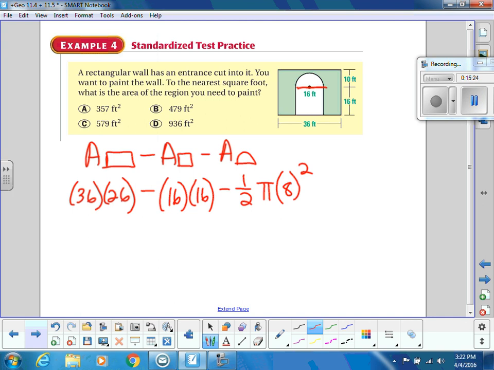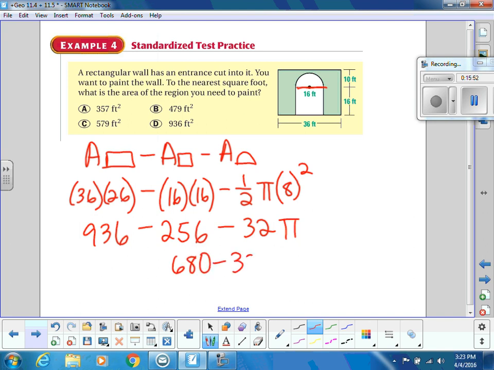So let's do some calculations. This is going to give me 936. This is going to give me 256. And this is going to give me 64 divided by 2. So that'll be 32 pi. And then let's combine the 936 and the 256. So I'm going to have 680 minus 32 pi.